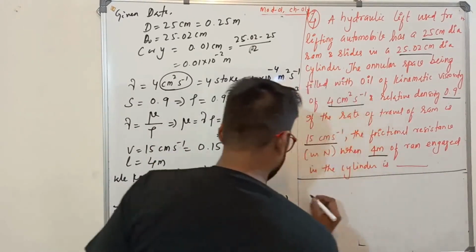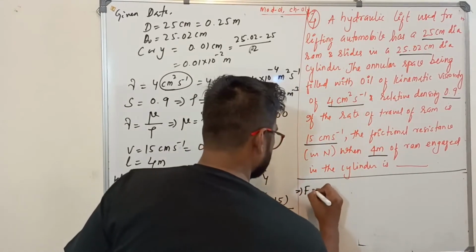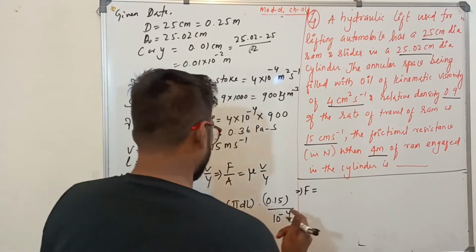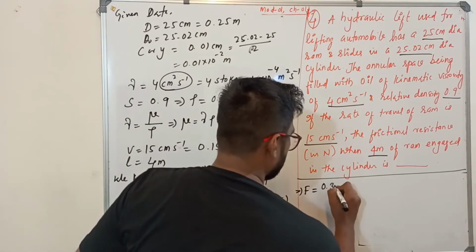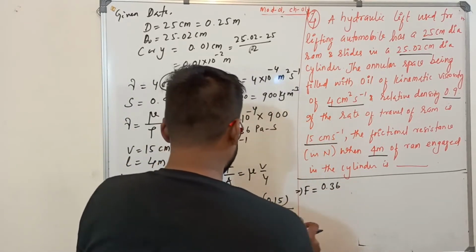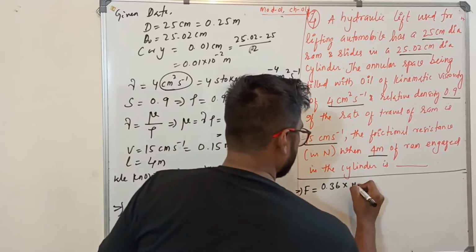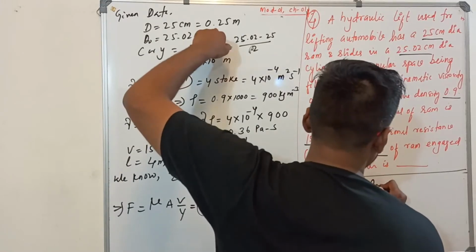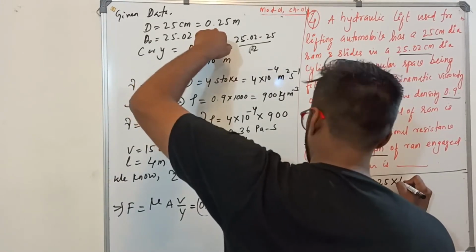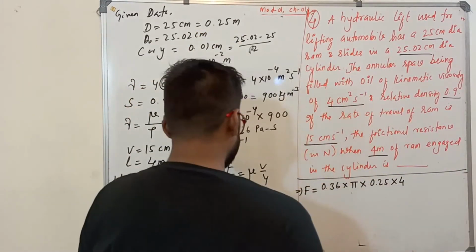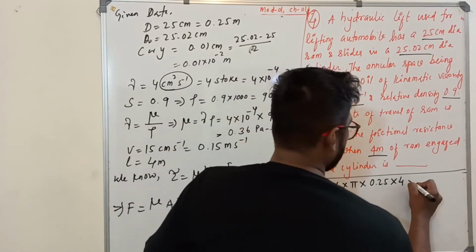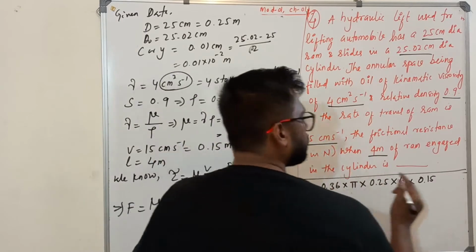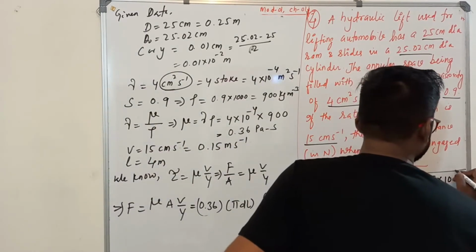So I'll get, this implies, frictional resistance F is equal to 0.36 times pi times d. What is the diameter? 25 centimeter, so 0.25 meter. Length is given already in meter. That is pi dl, how much? 4, multiply 0.15, 10 to the power minus 4. Take it up, what will we get? 10 to the power plus 4.